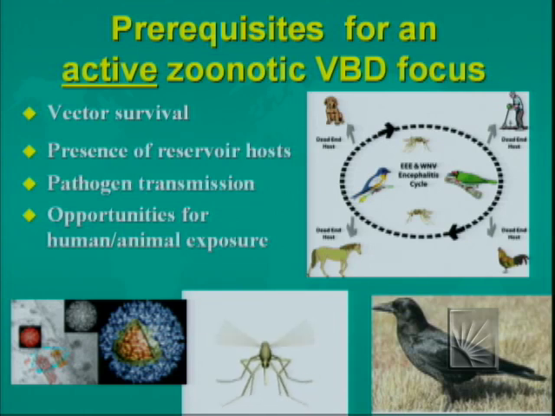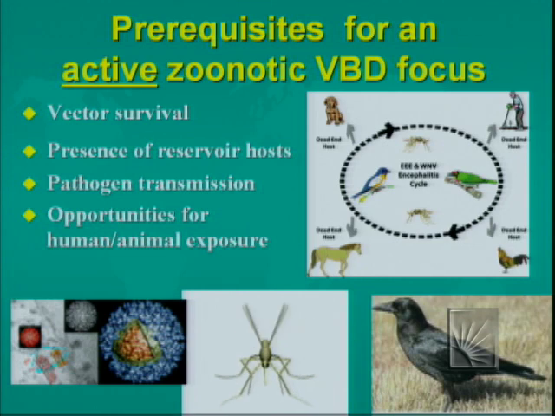So in order to have an active focus where transmission takes place, several things have to happen. First of all, the vector has to survive and do well. Reservoir hosts have to be present. Pathogen has to be transmitted between the vector and the reservoir host. And as far as transmission, as far as infection, as far as the virus, that's really all that matters.